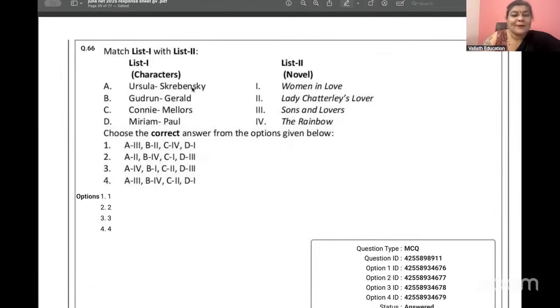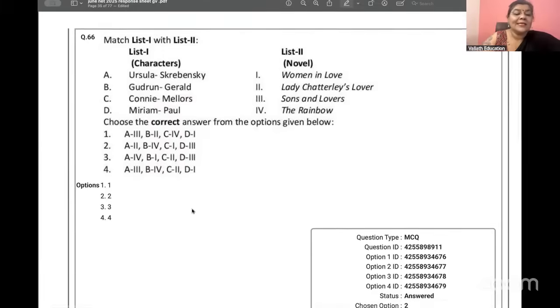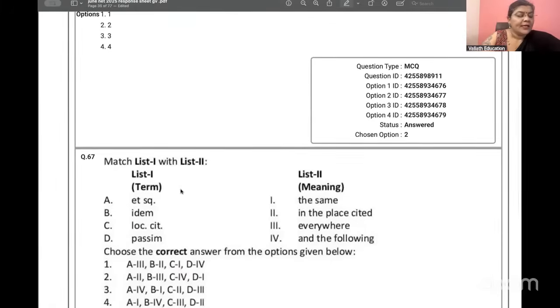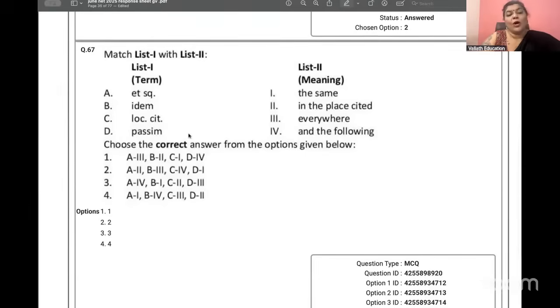Ursula and Anton Skrebensky is in The Rainbow. I have taught you. Encyclopedia. Gudrun and Gerald Crich, Women in Love. Connie and Oliver Mellors, Lady Chatterley's Lover. Miriam and Paul, Sons and Lovers. Very easy. Answer is 3, I guess. Okay. Next question. Oh no, I don't know any of these.